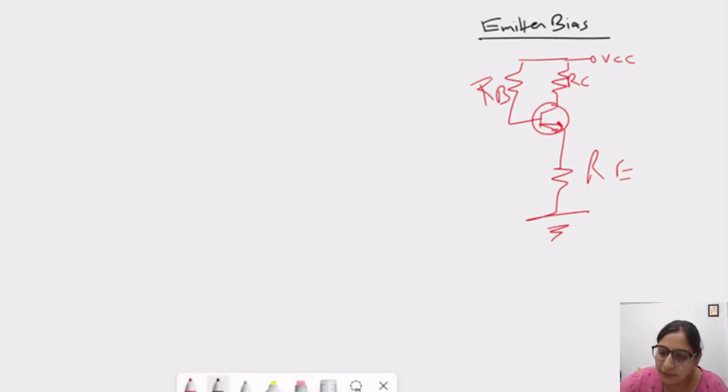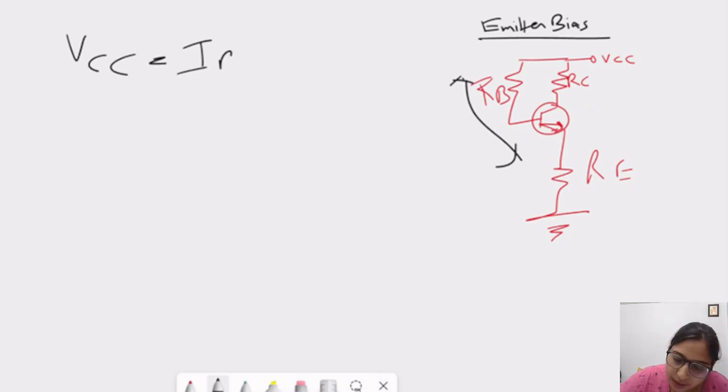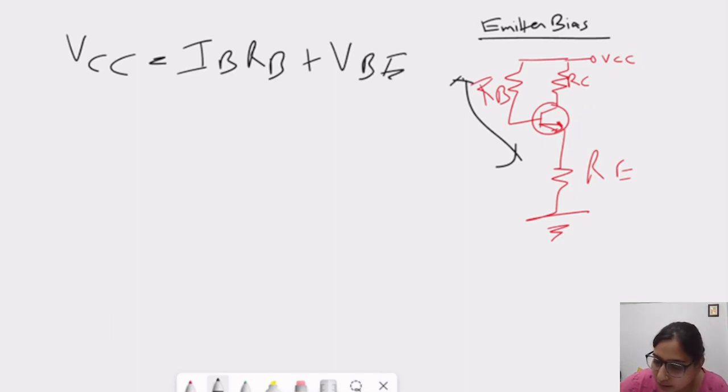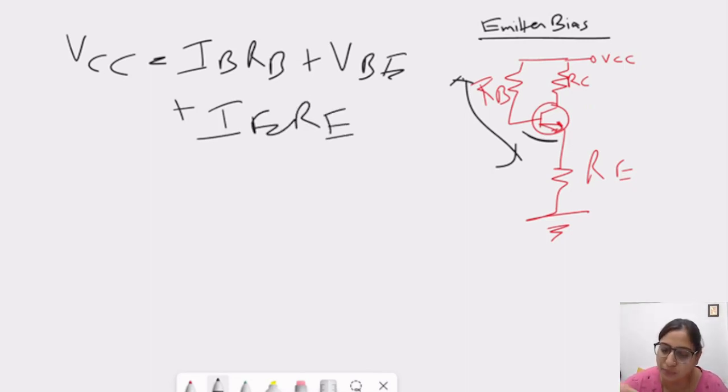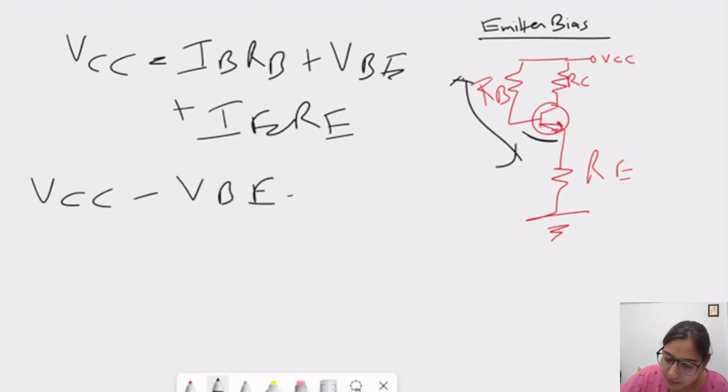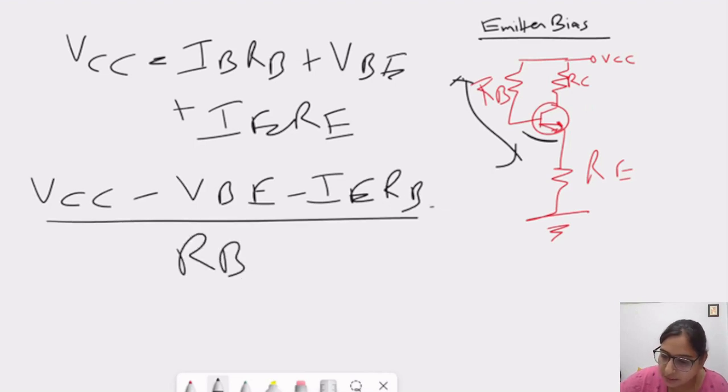Now we will apply KVL in this input side. If we apply KVL in input side, what we will get? VCC is nothing but IBRB plus VBE, voltage across this base emitter, plus IERE. So this is the KVL of this input loop. Now what we want is IB. So what is IB? IB is VCC minus VBE minus IERE upon RB. From this equation, we calculated the value of IB.